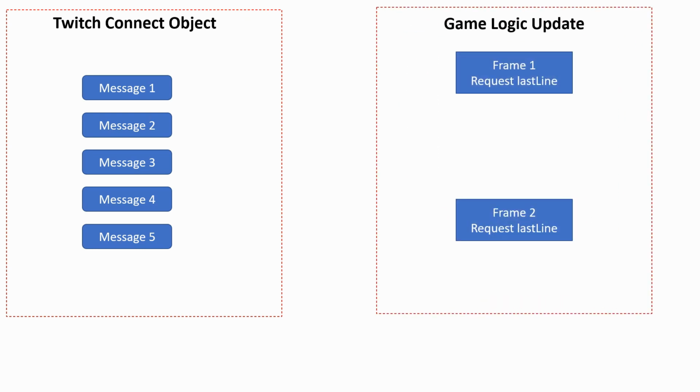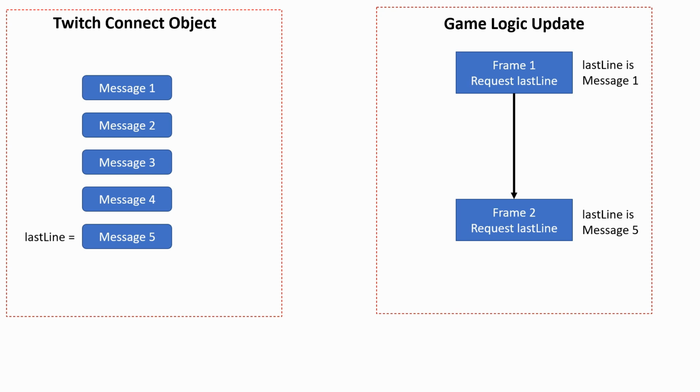You have your game logic, which is under the update method, and it requests the last line from the Twitch Connect object. At the first frame or update cycle, your game logic will get the first line as intended. But while your game logic is working on the first frame, the last line from the Twitch Connect object would already have gone through all the remaining messages and stopped at message 5. So when your game logic starts the second frame, it will request the last line again and will receive message number 5, skipping messages 2 to 4. That is why the last line approach is not the best.